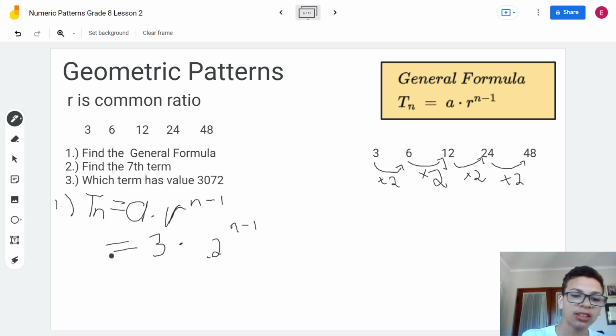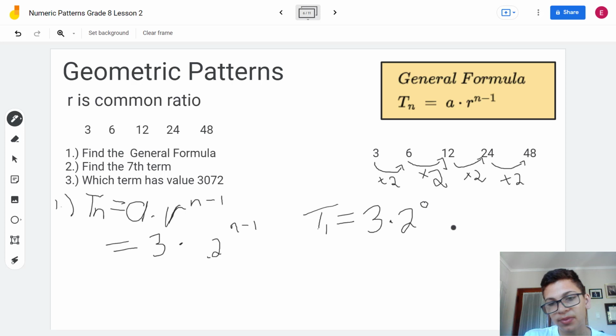If we say n equals 1, so if we say T1, we get 3 times 2 to the power of 0. And we know 2 to the power of 0 is 1 from our previous lesson. So we have 3. And you can check it from the first, second, third, fourth, and fifth, and they will all give you the correct answer.